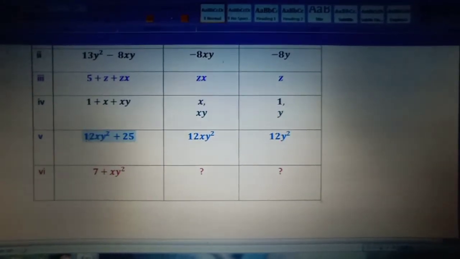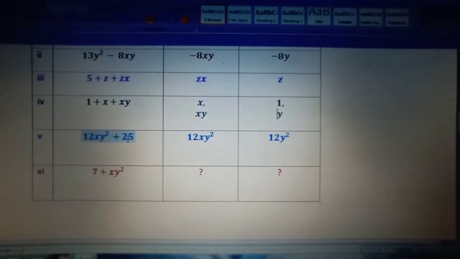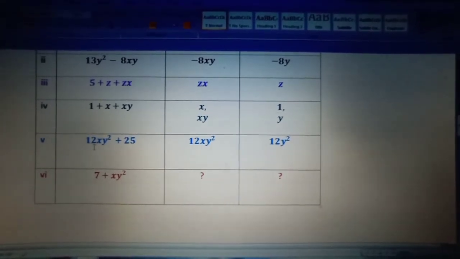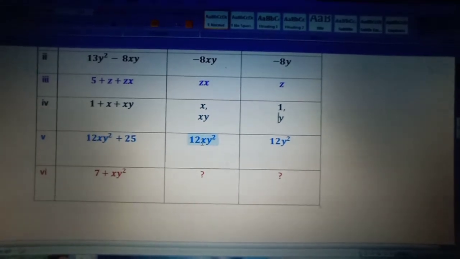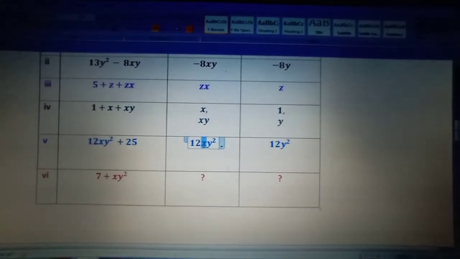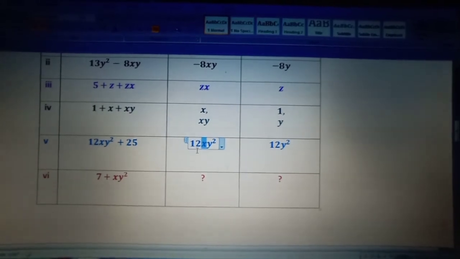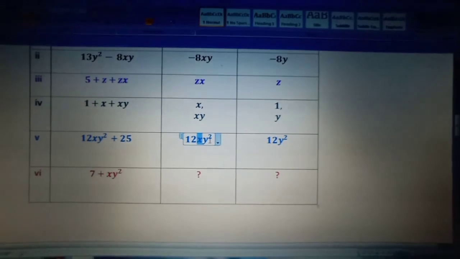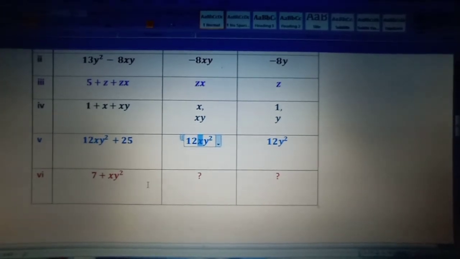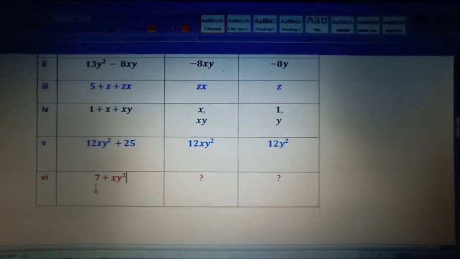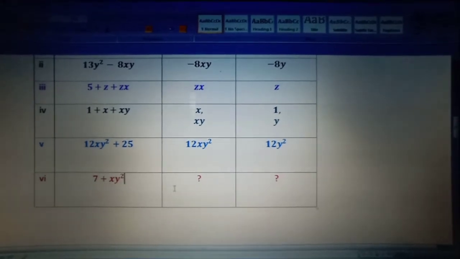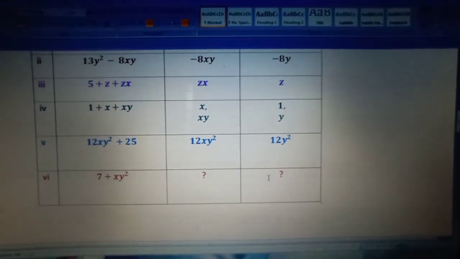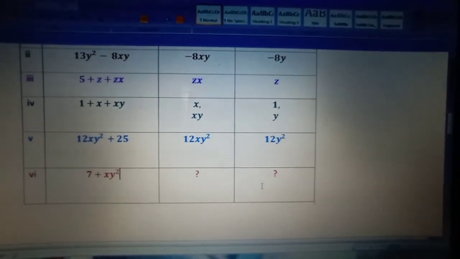Same as 12xy square plus 25. No need to mention 25 because it does not contain x. 12xy square contains x. Then what are the values with x? It is 12 and y square. So you will mention 12y square here. Next, a sum is given for you: 7 plus xy square. You have to mention the term which contains x and its coefficient of x.